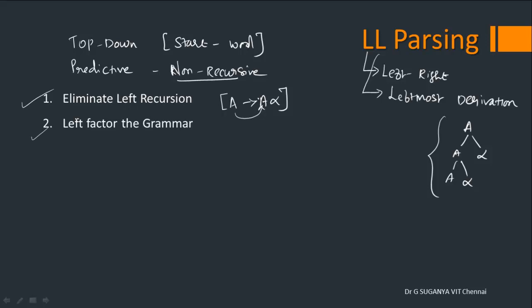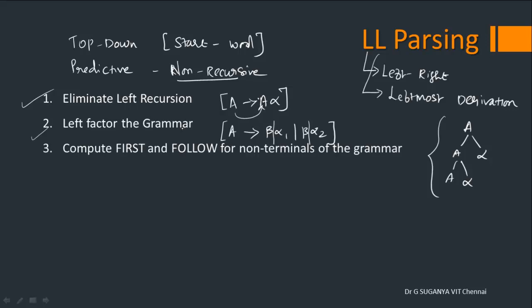Second is left factoring. Suppose there exists a common prefix for two alternates, let's say beta alpha 1 or beta alpha 2. This beta is common among the two alternates, and hence you can left factor, meaning you can create a partition between the common part and the differing part, and that's what we call left factoring. These are the preliminary steps that we need to take, and a video is posted on this also.